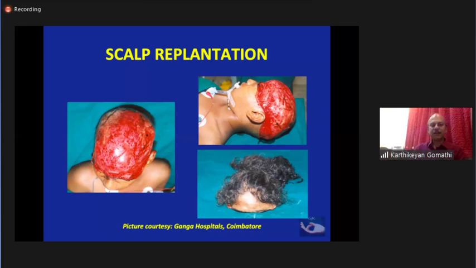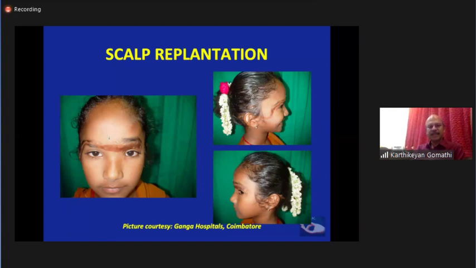This is a scalp replantation, picture courtesy Ganga Hospital, Coimbatore. The good thing about this is this patient has only one chance at having hair-bearing skin, and that is with a replantation, and that has been done. You can see the excellent result that has been obtained. She's able to grow hair. If that had not been done, there is no other option except wearing a wig for this girl.